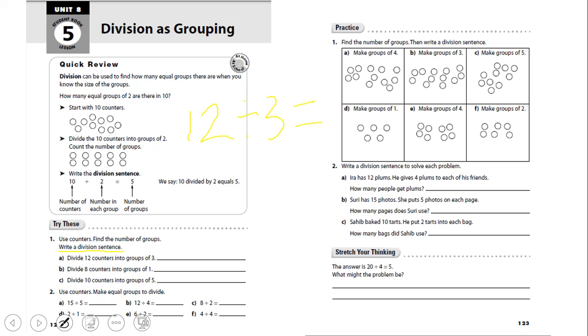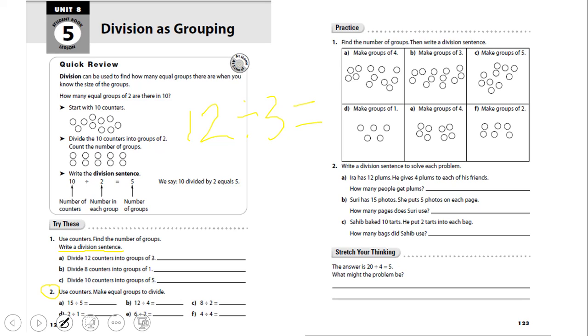For number 2, it says use counters again, make equal groups to divide. Again, if you do not know the answers, please use equal groups to help you. If you do, for example, know that 15 divided by 5 is 3, because you remember that 3 times 5 is 15, then you can just write down the answer, okay? So for number 2, you just need to write the answer. Number 1, the whole division sentence. Number 2, just the answer.